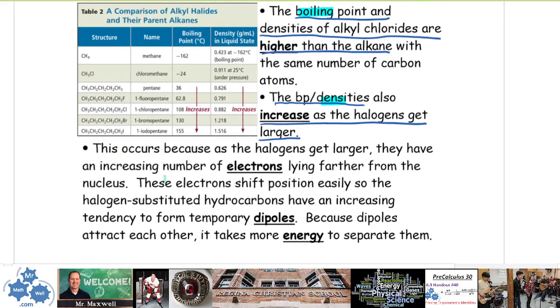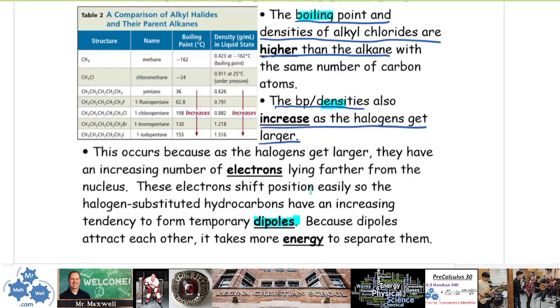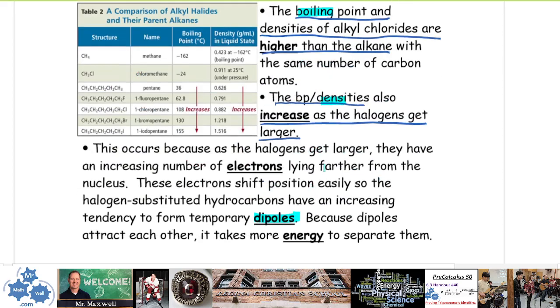So what else? Why else would this be explained? This occurs because as the halogens get larger, they have an increasing number of electrons lying farther from the nucleus. These electrons shift position easily, so the halogen-substituted hydrocarbons have an increasing tendency to form dipoles. So the dipoles are those partially positive and negative ends. Because dipoles attract each other, this takes more energy to separate them. So that was the explanation for the boiling point there.